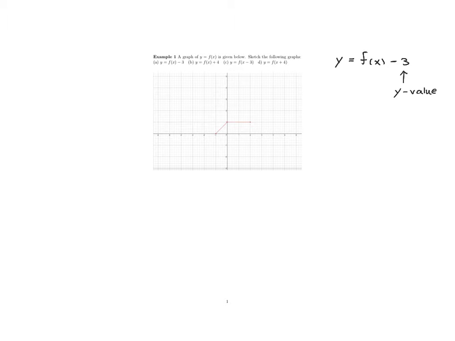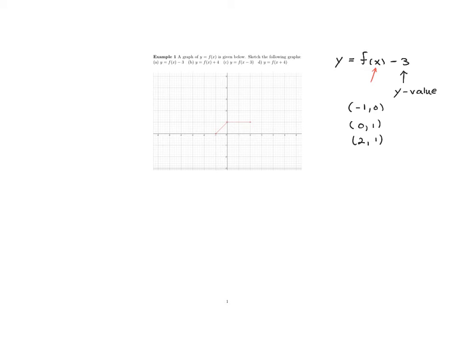Anytime you change an x value, you would change what's happening inside the function. But since there is no change there, this is only changing the y values. In fact, it's going to subtract 3 from every single y value. So if we write down the points on the graph, we have -1, 0, we have 0, 1, and we have 2, 1. These are the 3 main points on the graph. If I know where these 3 points go, I know where the entire graph goes.